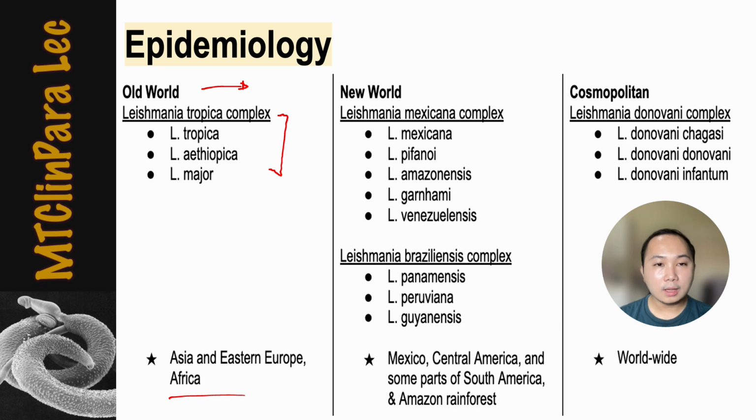Next, for the New World, or the Americas continent, we have Leishmania mexicana and Leishmania brasiliensis as the parasites associated with this geographical distribution. So kindly take note of all the countries that are associated with this particular geographical distribution. And lastly, we have the cosmopolitan on the third column, and only the Leishmania donovani complex is associated with the parasite being distributed all throughout the world, or worldwide distribution.